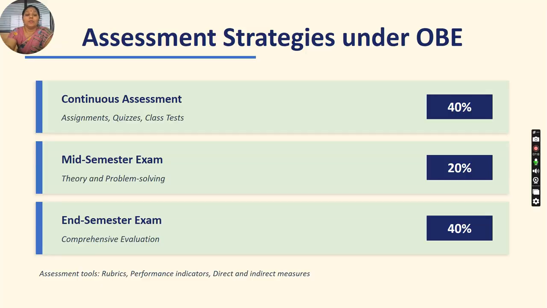Now, for continuous assessment, we can take assignments, quizzes and class tests, and this continuous assessment has 40% weightage. Mid semester is a theory exam, in which the student should be able to solve problems, and the weightage of that theory exam is 20%. Next, the end semester is a comprehensive evaluation.